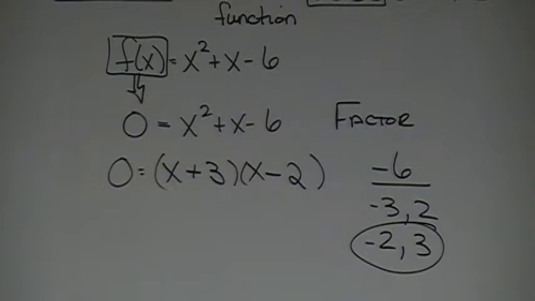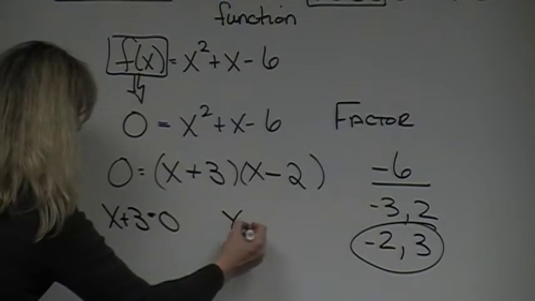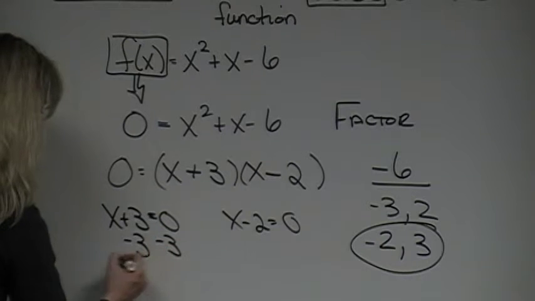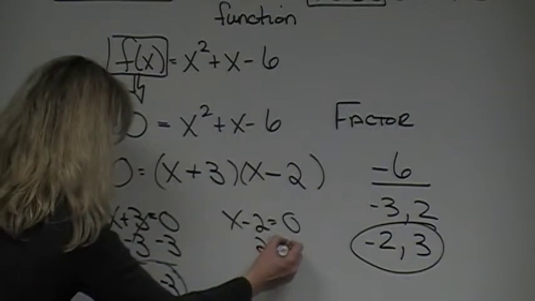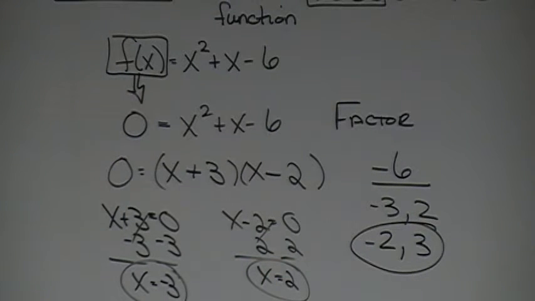And then obviously, what do I now do to get my solutions or my zeros of this function? Set them equal to 0, right, everybody? X plus 3 equals 0, and x minus 2 is equal to 0. So I just subtract 3 from both sides to get this one. X equals -3 is one answer. And add 2 to both sides, I get x equals 2, and there's my other answer.